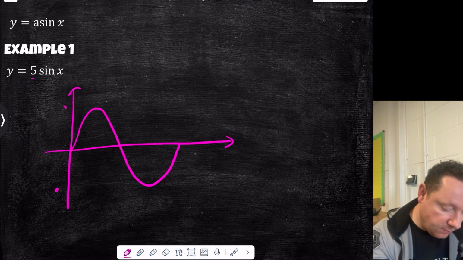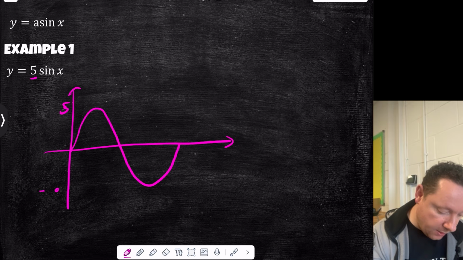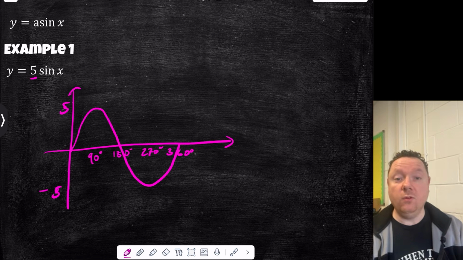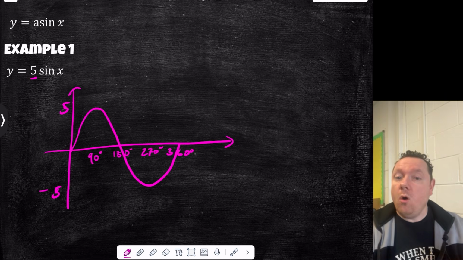But the number 5 means I'm timesing each value by 5, so the max is just becoming 5 and the minimum is just becoming -5, and it still goes 90 for the max, and then 180 at 0, 270 for the min, and 360 right at the end if these are degrees. So that would be the graph of y equals 5 sine x. You'd have to draw it or identify it.